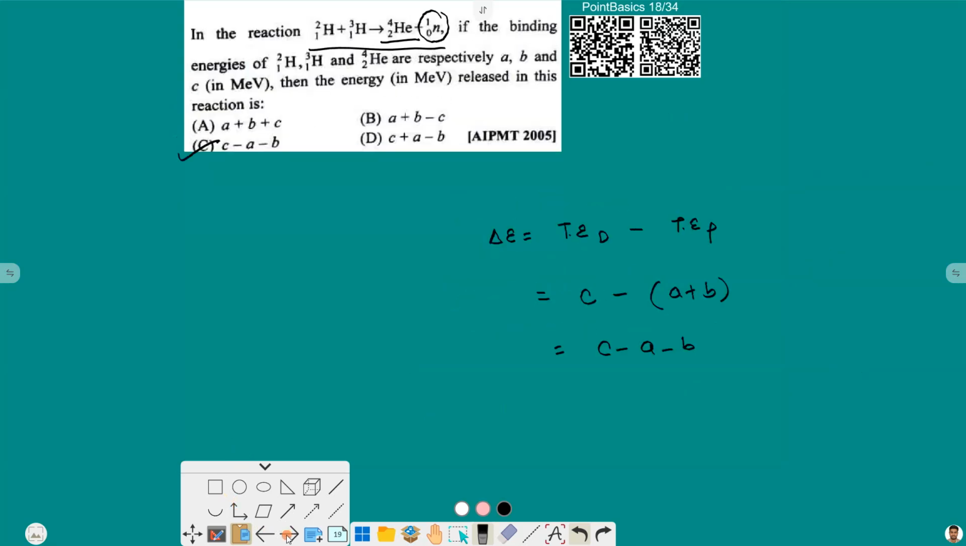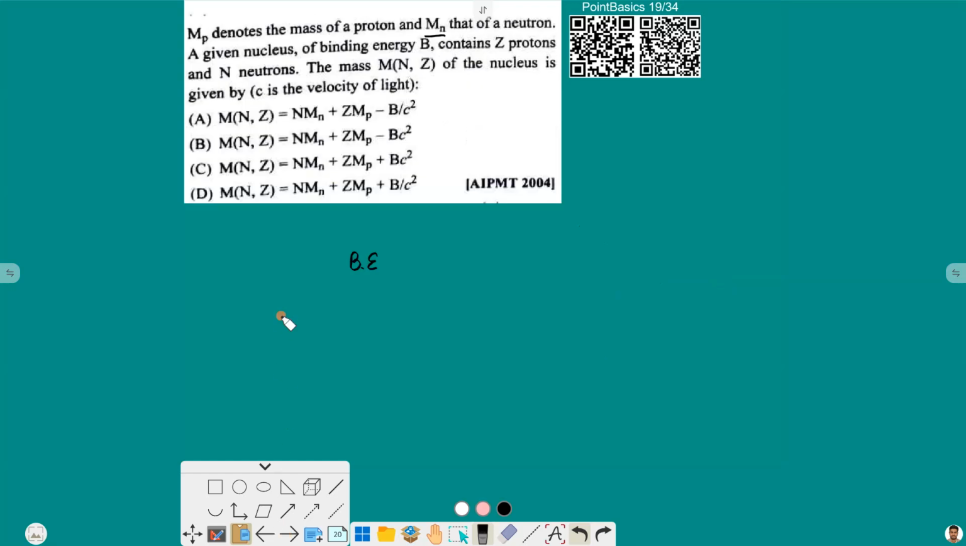So the answer to this question will be (N - Z)mn + Zmp. Here the number of neutrons is given as N. In the previous one we took the number of neutrons as A minus Z, so basically N is equal to A minus Z here. So we can say option A is right here. Now in option B, there is a slight difference: it is BC square and it should be B by C square. So option A is the right answer.